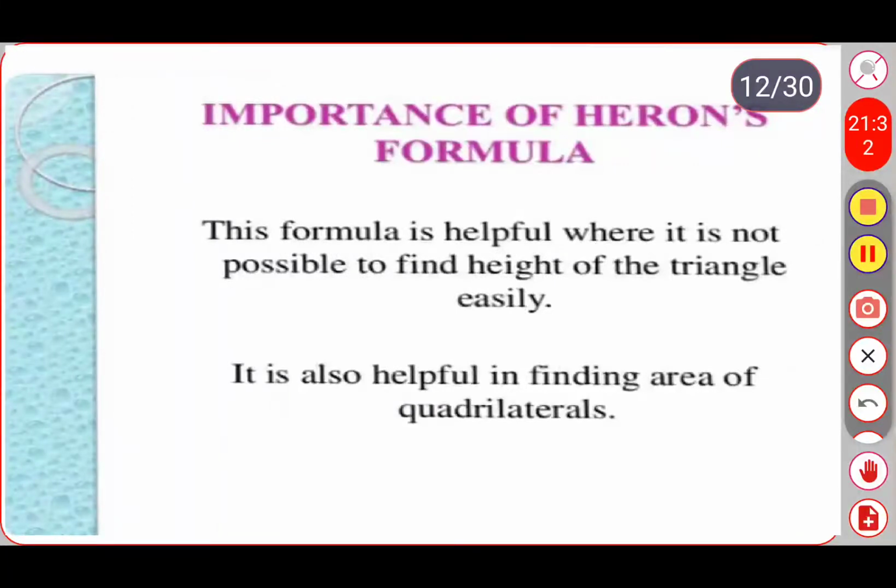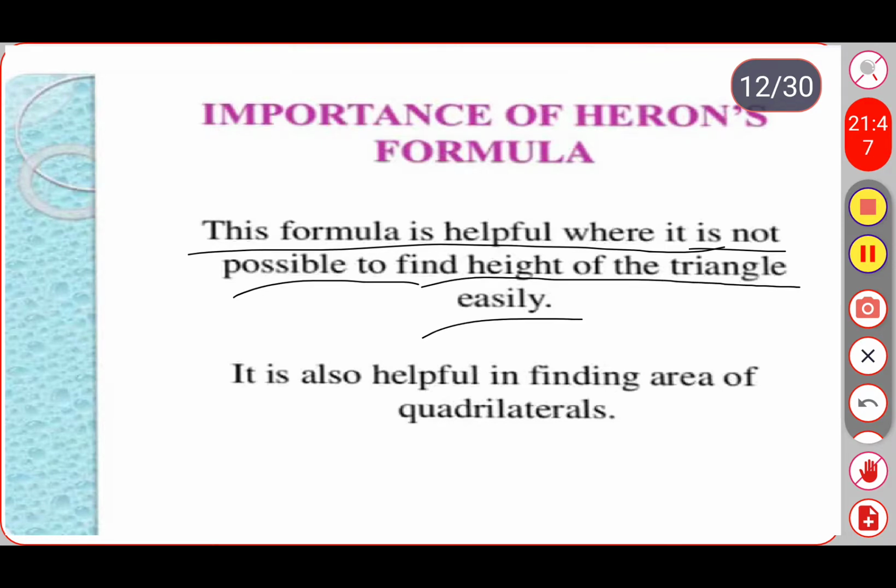What is the importance? Why can we use Heron's formula instead of the other formulas? This formula is helpful where it is not possible to find the height of the triangle easily. The next one, it is also helpful in finding the area of quadrilaterals. So these are the two important features of Heron's formula.